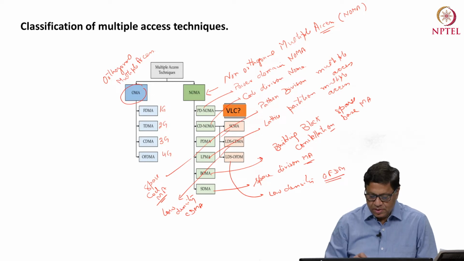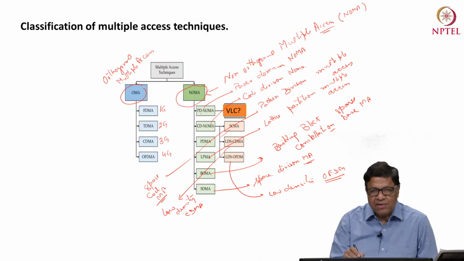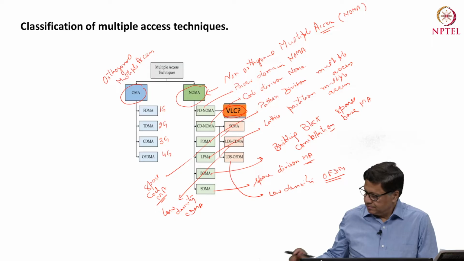In this lecture, we are going to discuss the NOMA scheme, and in particular we will take an example of PD-NOMA, that is power domain NOMA, and we will see how PD-NOMA can be applied to a VLC environment, or visible light communication environment.